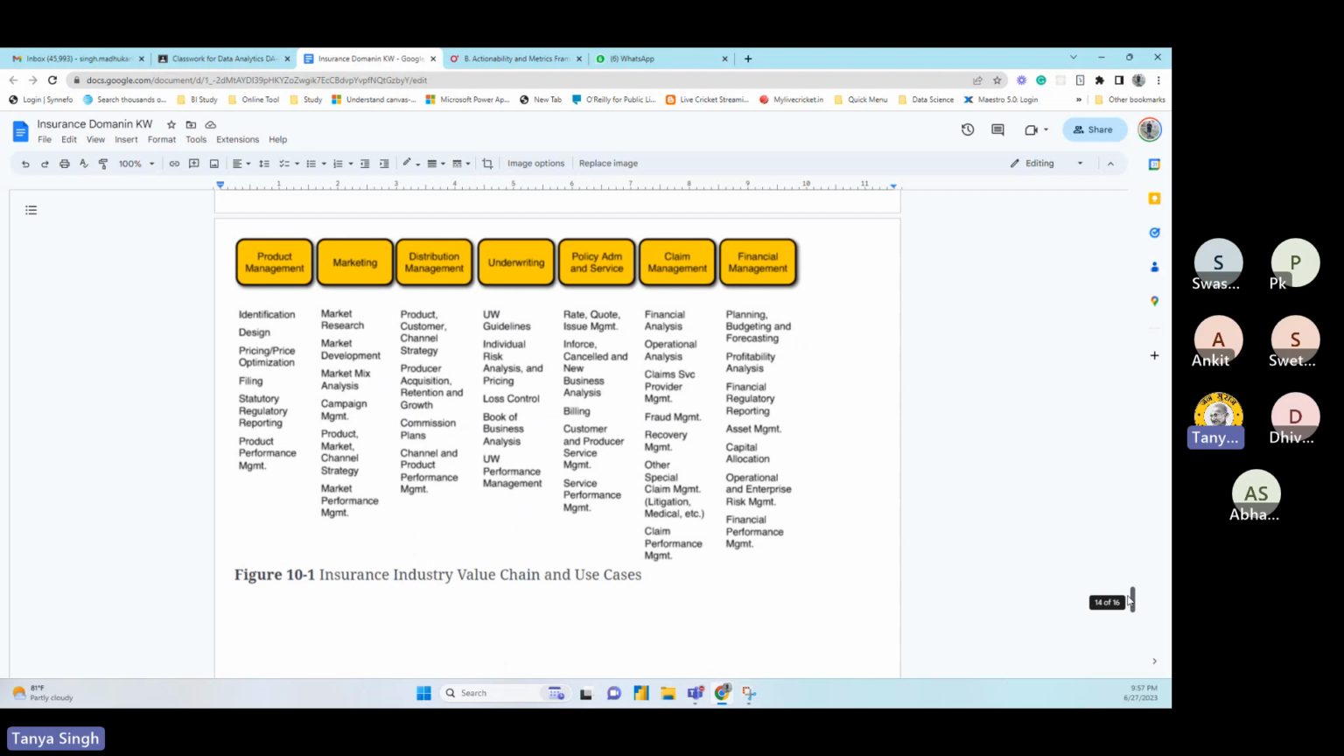This is a very good matrix. I think if you are in the insurance domain, take a printout and put it on your desk so you can keep seeing: okay, these are the departments, and these are the underlying processes that happen under them. These are the very common terms you will see and hear from time to time.